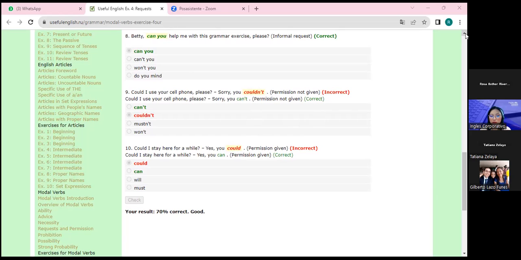Could I stay here for a while? ¿Podría estar aquí por un momento? Sí. Podrías, no, sí puedes. Sí puedes, la redacción cambia a presente. Ok. Yes, you can. That's it. Okay. Vamos a revisar si quieren en grupo, a ver cómo nos salió. Great job, guys.